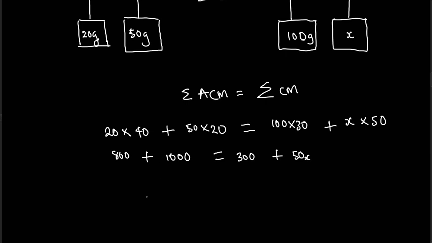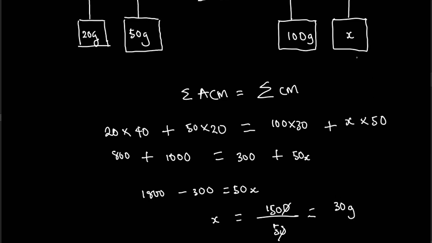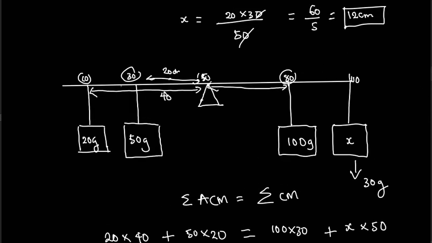So we're going to have 1800. Bring this over to the other side, it becomes minus 300, equal to 50x. Therefore x is equal to 1800 minus 300, that is 1500, all over 50, and this is going to give us 30 gram. So the mass of x is what? 30 gram for this meter rule to balance horizontally.